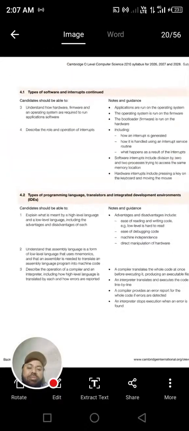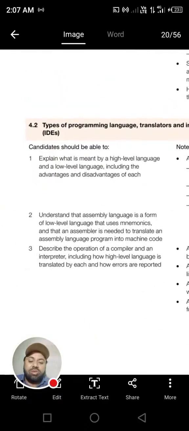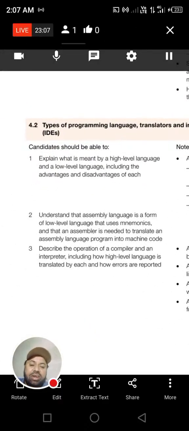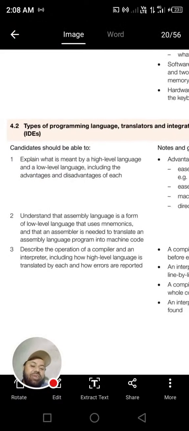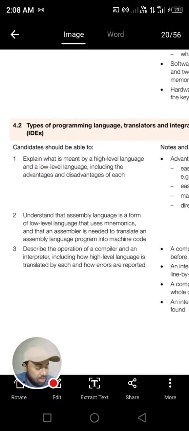Types of programming languages, translators, and integrated development environments. This is a very important concept. We are going to discuss it, but we will study it in detail in the books. You should be able to explain what is meant by a high-level language and a low-level language, including the advantages and disadvantages of each. Remember one thing: what is high-level and low-level?